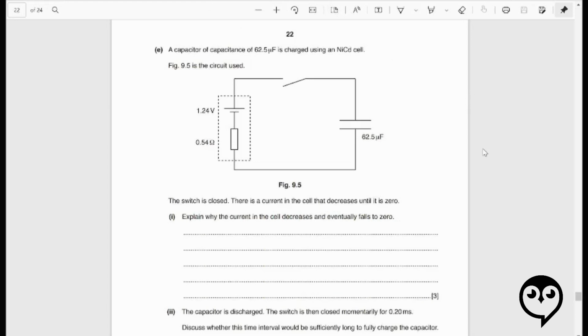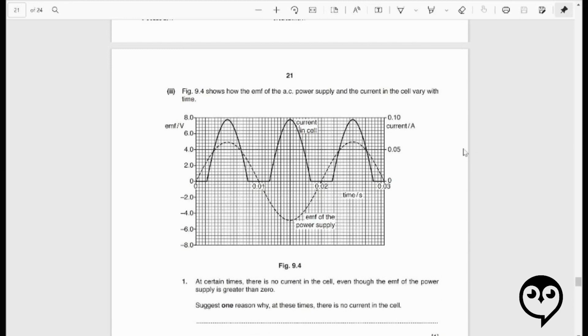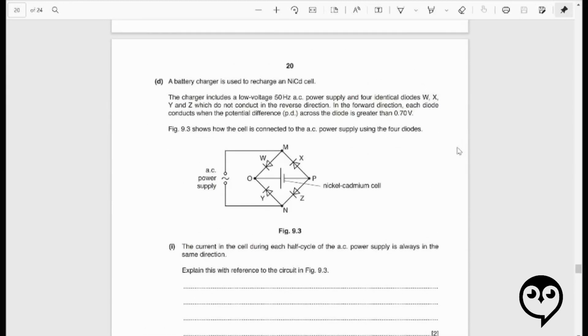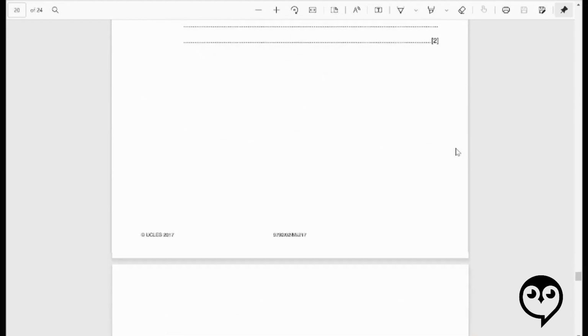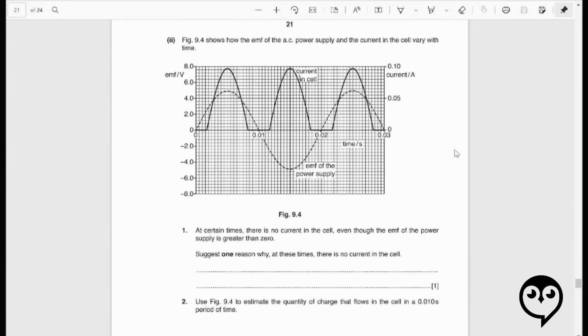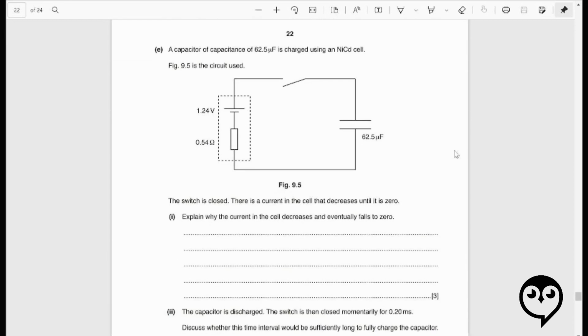Okay. All right. Next, I've got a Cambridge Pre-U paper from 2017. It's a paper 2. And there are some questions here about internal resistance and a rectifier and AC power. And then we get down here to the capacitor question, part E. Okay. Switch is closed. There's a capacitor and that's it. There is an internal resistance in this question, though.